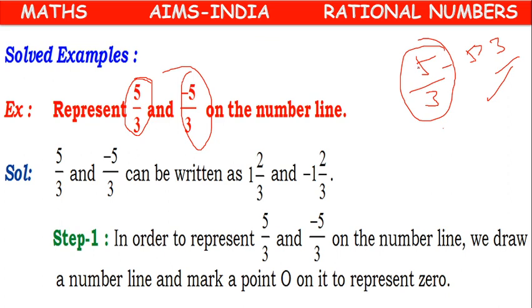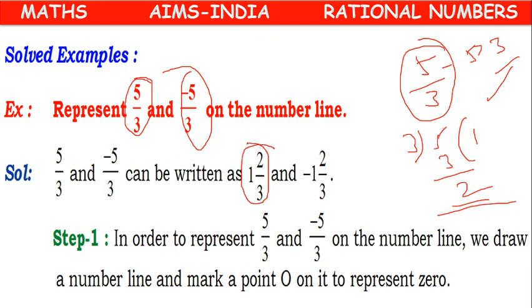Because here the numerator is greater than the denominator, we have to convert it into mixed form. 3 ones are 3, 2 is remaining, so we can represent it as 1 2/3. Here, for minus 5/3 also, during division we should not take the minus; we have to divide as it is. For the whole value 1 2/3, as the given rational number is negative, we have to keep the negative: minus 1 2/3. Like that, first we have to turn them into mixed fractions.